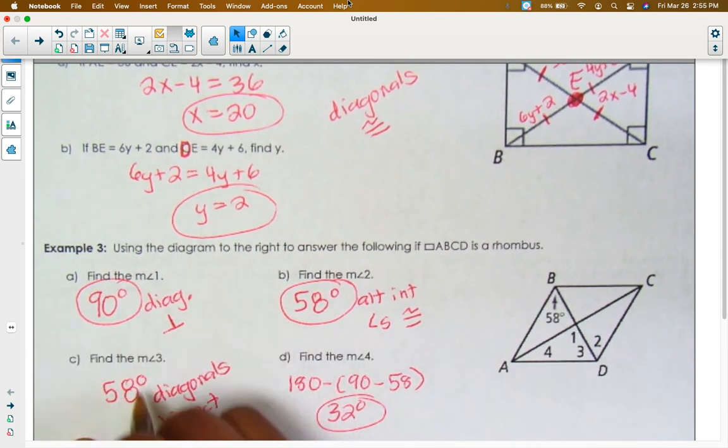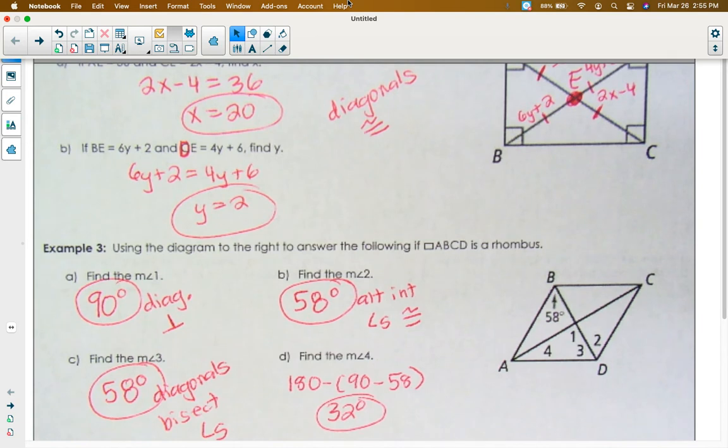So those are all things about a rhombus that we should know. 4 congruent sides, the diagonals bisect the angles, and diagonals are perpendicular.